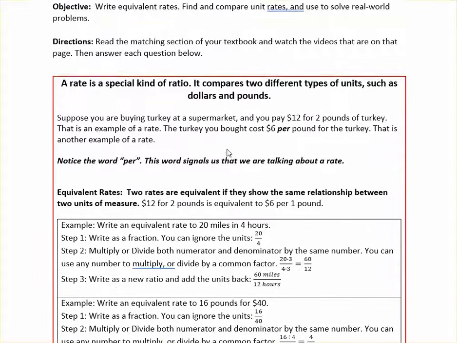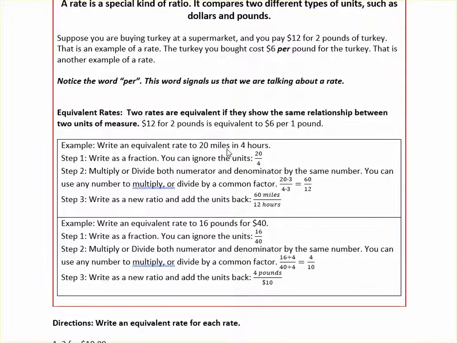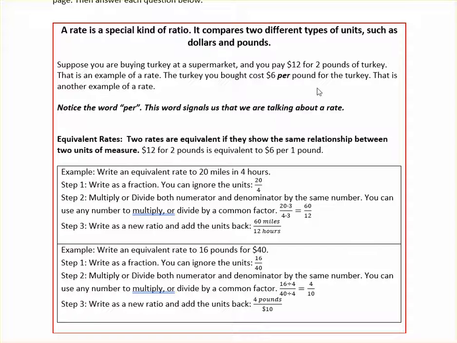So what is a rate? A rate is a special kind of ratio. It compares two different types of units, like dollars and pounds, or boys and girls.